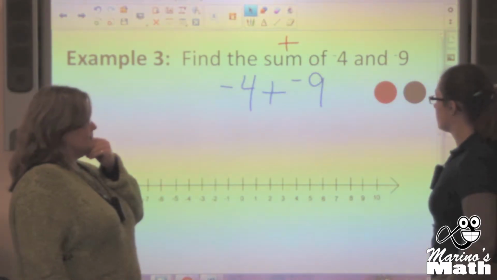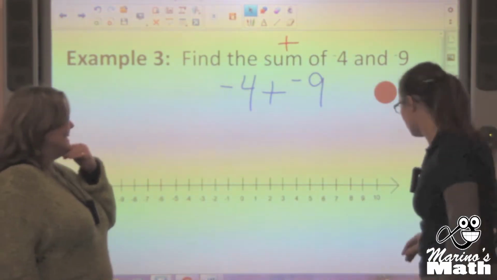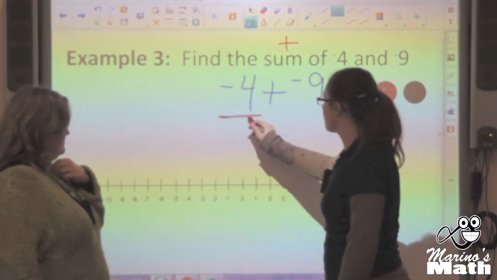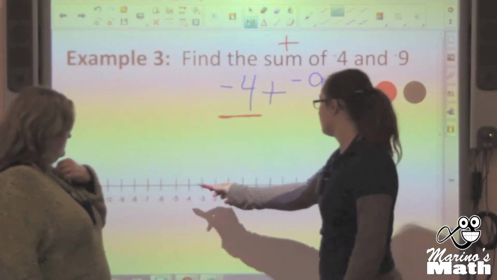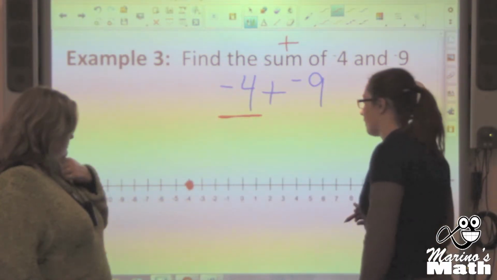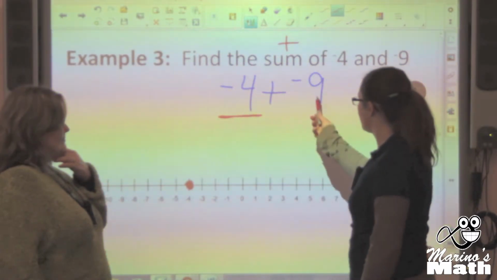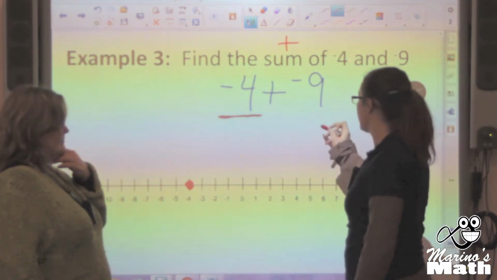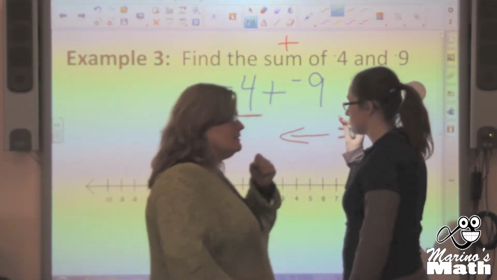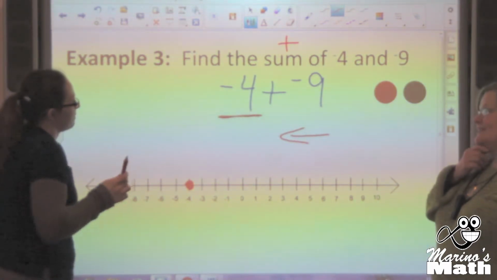I think I'm going to go with the number line on this one, because it's going to be a lot of chips to draw. The whole board will fill up. So the first number is my starting point, so I'm going to find -4 on the number line. And we're adding -9, and when I add a negative, I go to the left, in the negative direction. I think we better change places, because that number line is heading way over there.